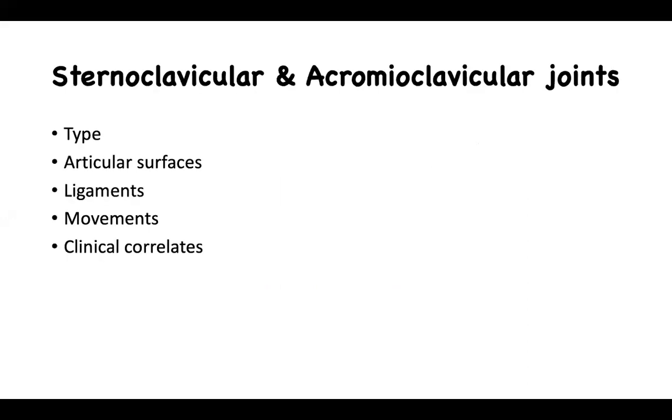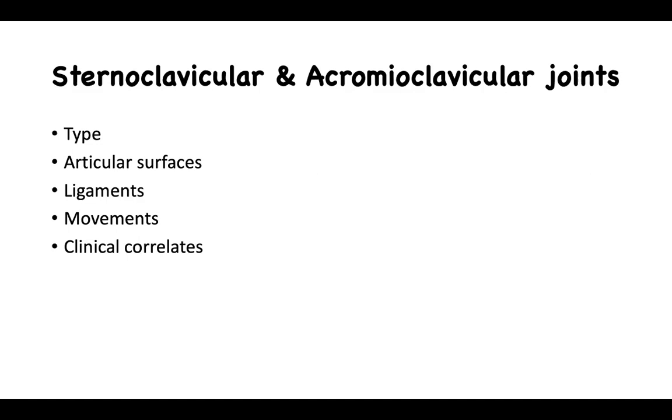As we mentioned in the previous lecture about the general introduction about the joint structural and functional classification, now we will come to each joint by its own, and we try to illustrate knowledge about it. We have the sternoclavicular, acromioclavicular, shoulder joint, elbow joint, radio-ulnar joints, wrist, and joints of the hand.